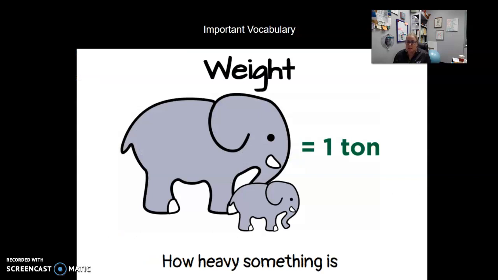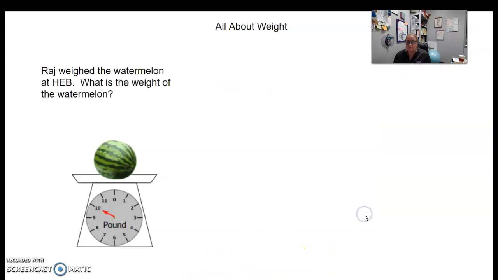The next one we talked about was weight. Remember, weight is how heavy something is. With weight, there's a couple of things that you could do. One option is to have a scale. Remember, if you have a scale, you're looking to see where the arrow is pointing to and what unit was being used. So here's my question.